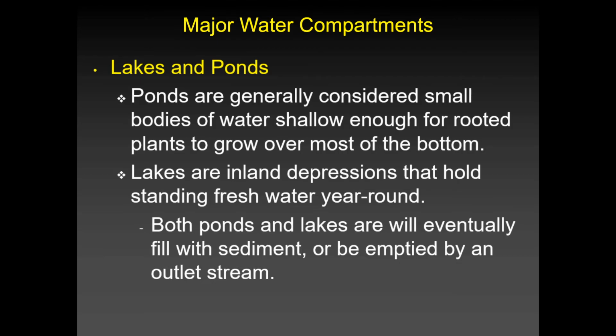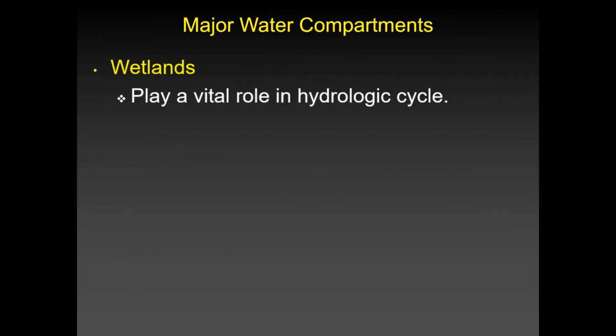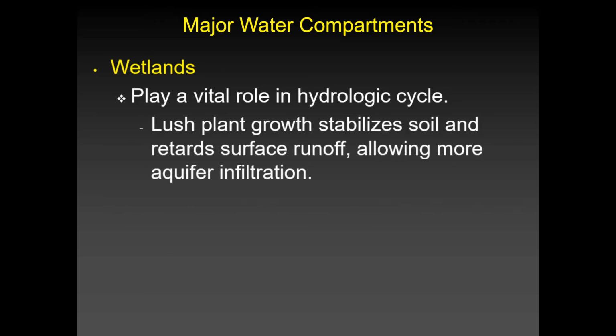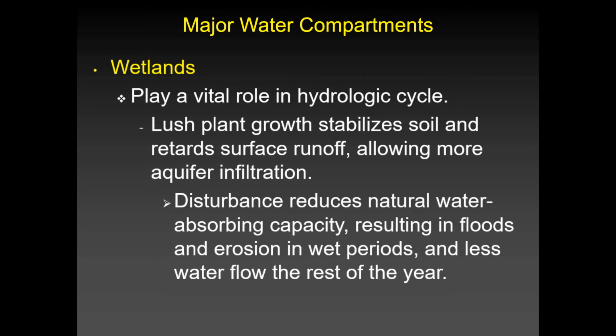Both ponds and lakes will eventually fill with sediment and be emptied by an outlet stream. Looking at wetlands, I did some research in wetlands, so they play a vital role in the hydrological cycle. Lush plant growth stabilizes the soil and slows surface runoff, allowing more aquifer infiltration. Disturbance reduces natural water absorbing capacity, resulting in floods and erosion in wet periods and less water flow the rest of the year. A lot of times they're referred to as the kidneys of the hydrological cycle because they do a lot of filtration.